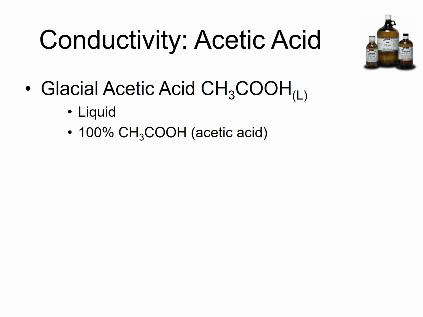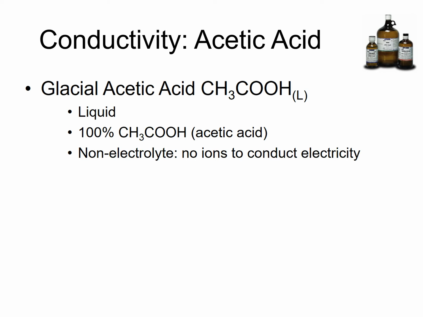This means that there are CH3COOH molecules floating around in a chaotic fashion in the bulk liquid, and that these CH3COOHs never break up. They're molecules, after all. Since these molecules do not break up into charged species, the glacial acetic acid is a non-electrolyte. There are no ions to conduct electricity. If we were to dunk our electrical probes into this liquid, the light bulb wouldn't light because there are no charge carriers to conduct electricity between the electrodes.